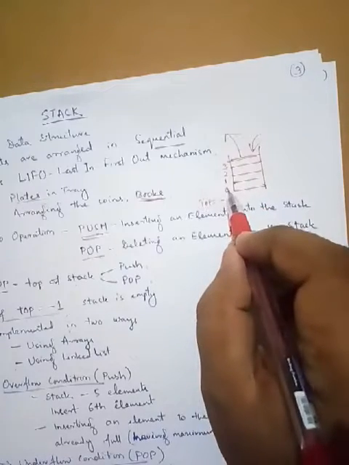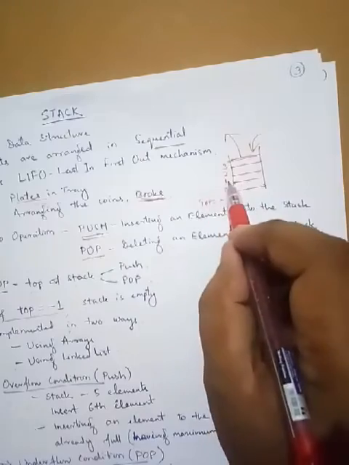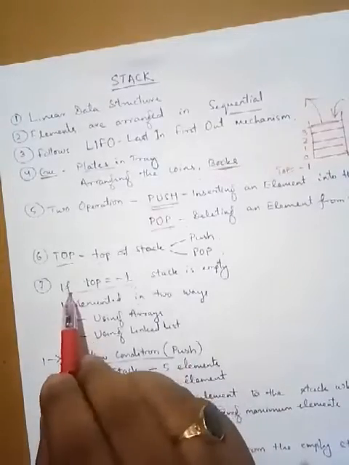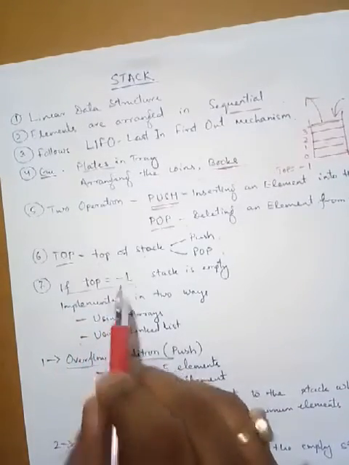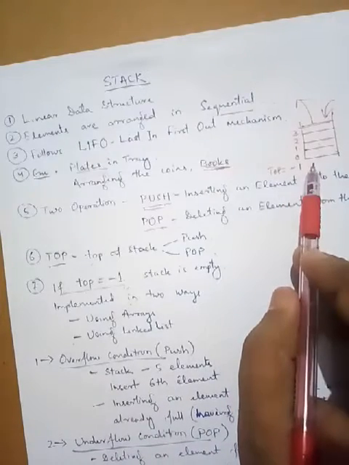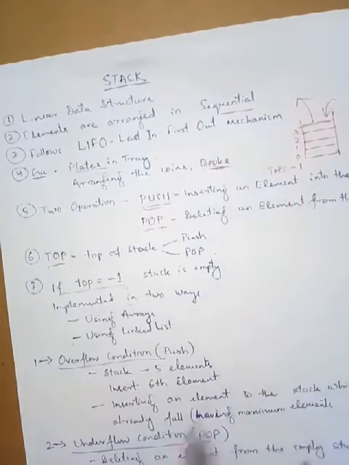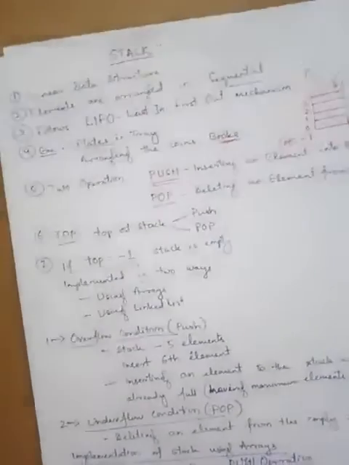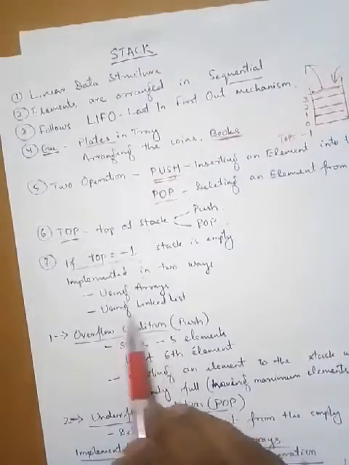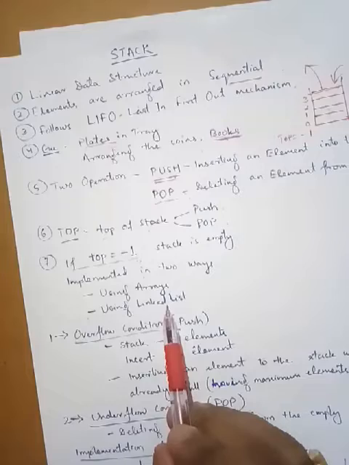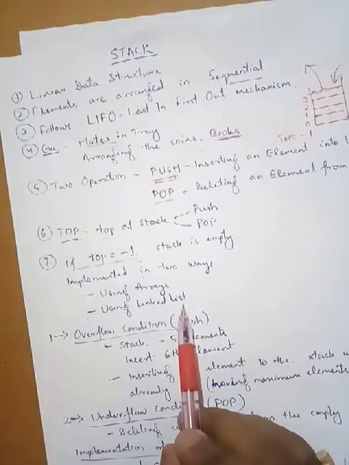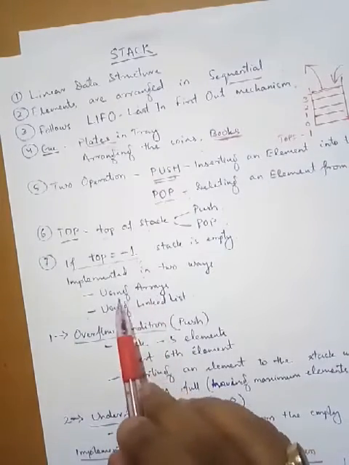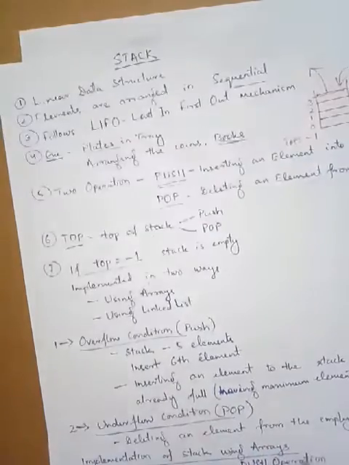If top is equal to 0, that means there is one element. If top is equal to 1, there will be two elements. So I have taken one condition: if top is equal to -1, that means this stack is empty. Now stack can be implemented using two different ways. One is using arrays and another one is using the linked list. We have not discussed the linked list yet, so we will use the array, implementing the stack using the array.